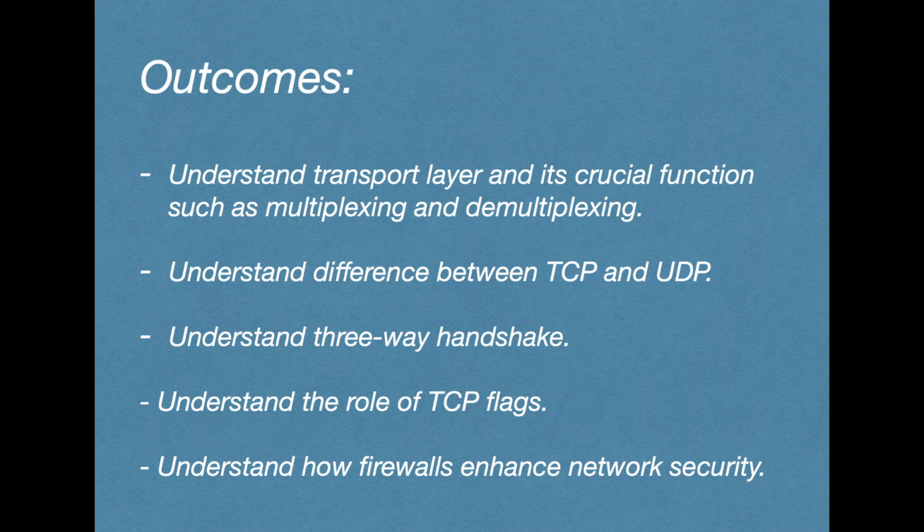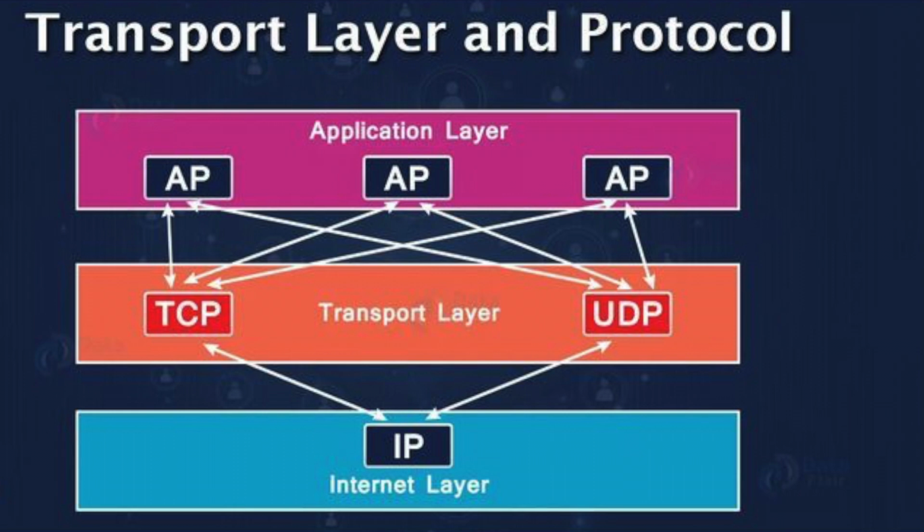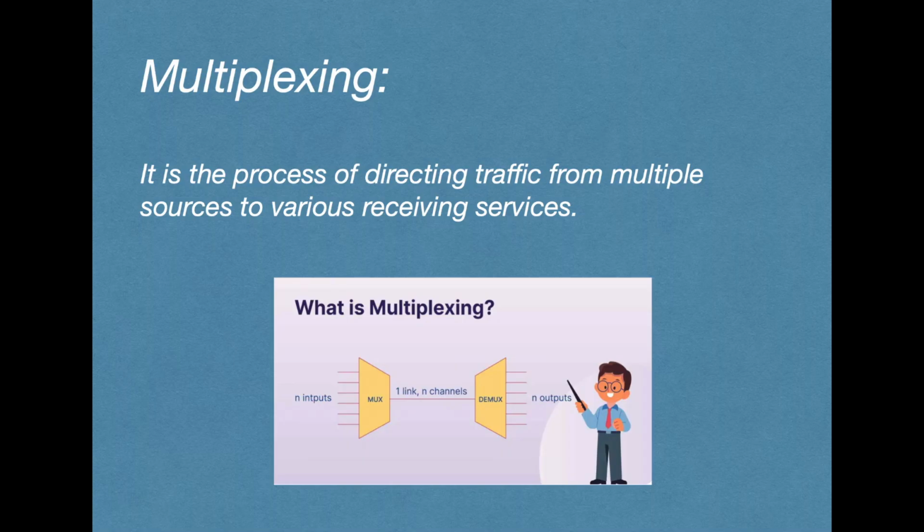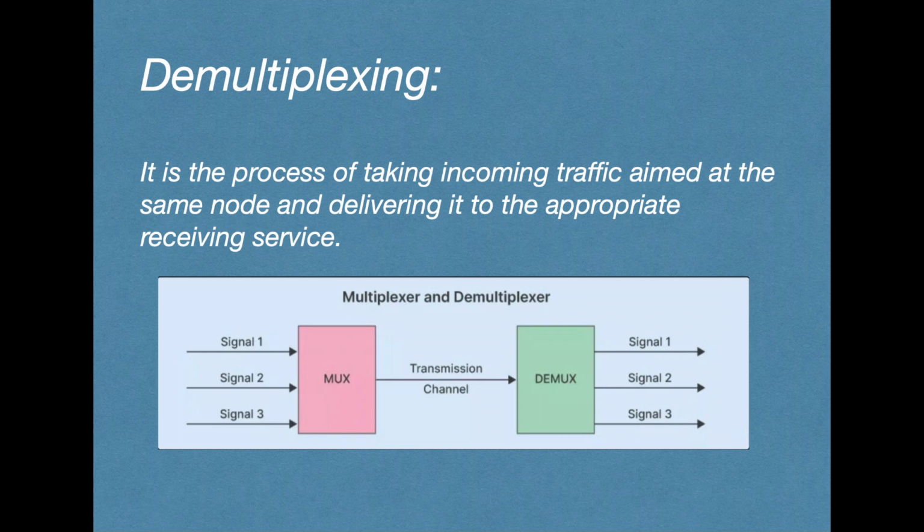So, let's get started. In computer networking, the transport layer plays a vital role in ensuring reliable communication. One of its standout features is the ability to multiplex and demultiplex traffic. But what exactly do these terms mean? Multiplexing is the process of directing traffic from multiple sources to various receiving services. It enables nodes on a network to efficiently use the available resources. Demultiplexing, on the other hand, occurs at the receiving end. It involves taking incoming traffic aimed at the same node and delivering it to the appropriate receiving service.